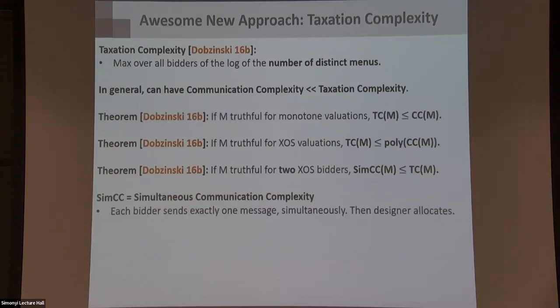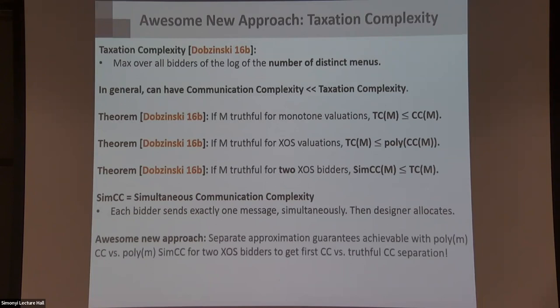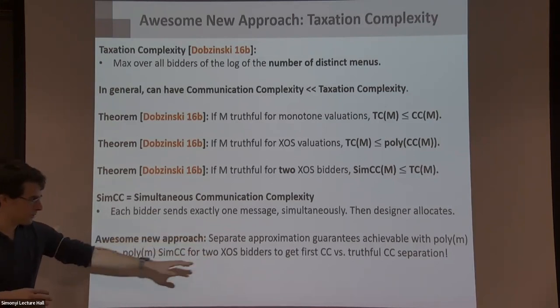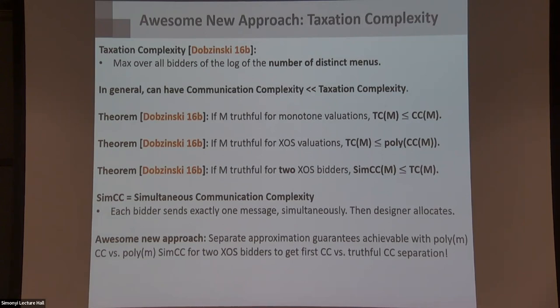So just to repeat where we are. Here's the new approach. Especially if you're a communication complexity person, I hope this sounds like something you could tackle just knowing communication complexity and the definition of combinatorial auctions. You just need to separate for two XOS bidders. You know that 3/4 is what you can get with an interactive poly-communication protocol. I just need to show that you can't hit 3/4 with a simultaneous poly-communication protocol. If you can do that, then you get a separation.